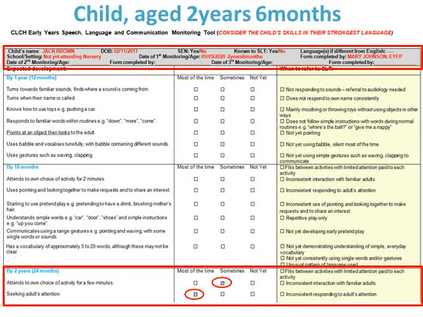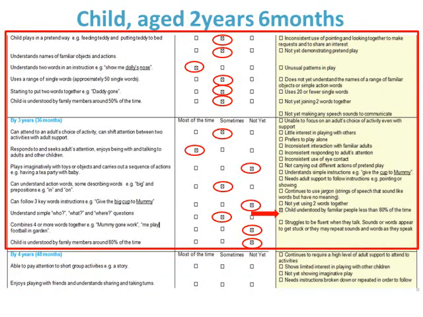As this child is 2 years and 6 months, the 2 years age band was completed first. The 3 years age band was also completed as the child's age fell between both age bands.